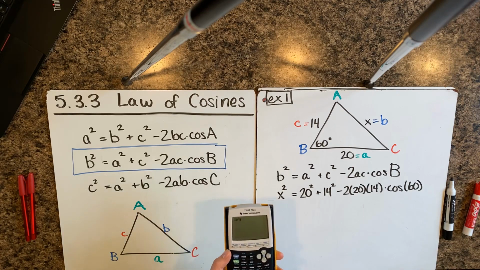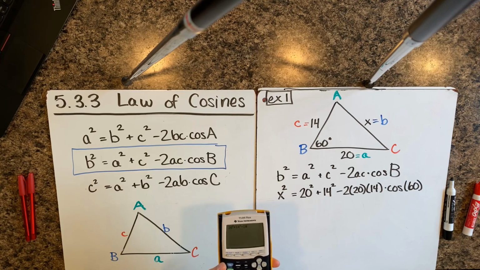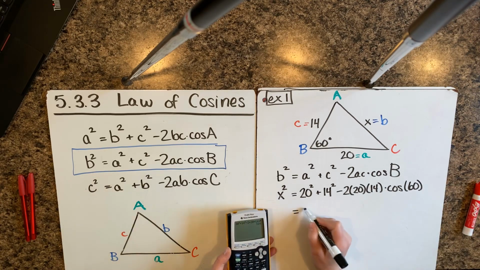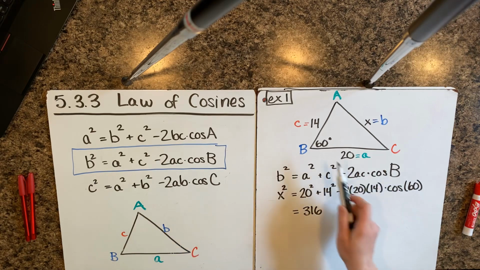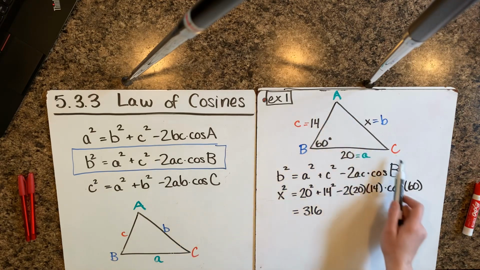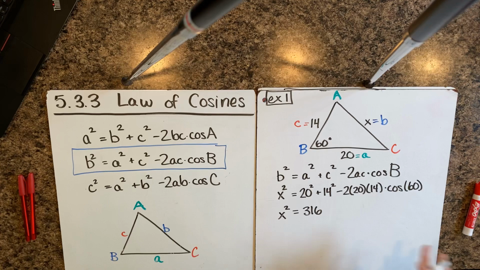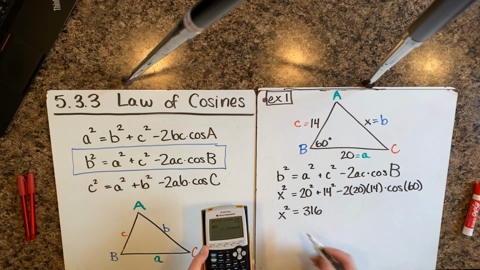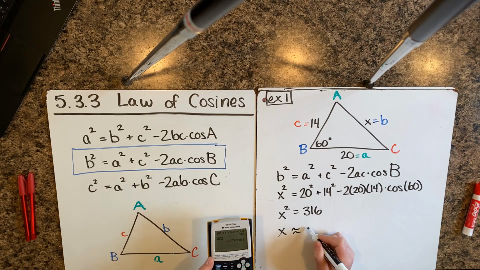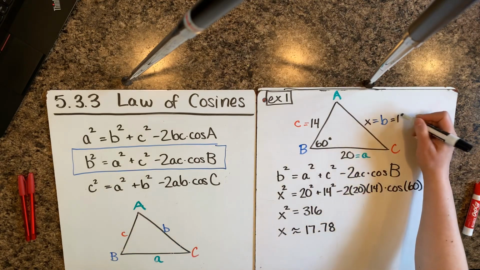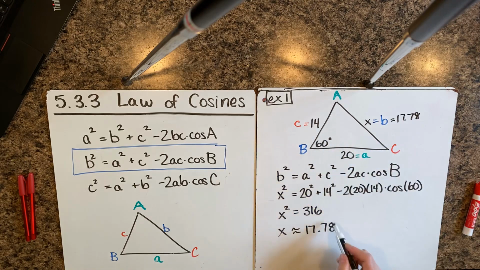So 20 squared plus 14 squared minus 2 times 20 times 14 times the cosine of 60. Okay, and when I hit enter, I get 316. And you might be thinking, well, wait a minute. This side's 14, this side's 20. There's no way that can be 316. And you would be right. Remember, this says x squared. So just like in the Pythagorean theorem, if x squared equals 316, I'm just going to take the square root of that answer, and I'm going to get that x is approximately 17.78.